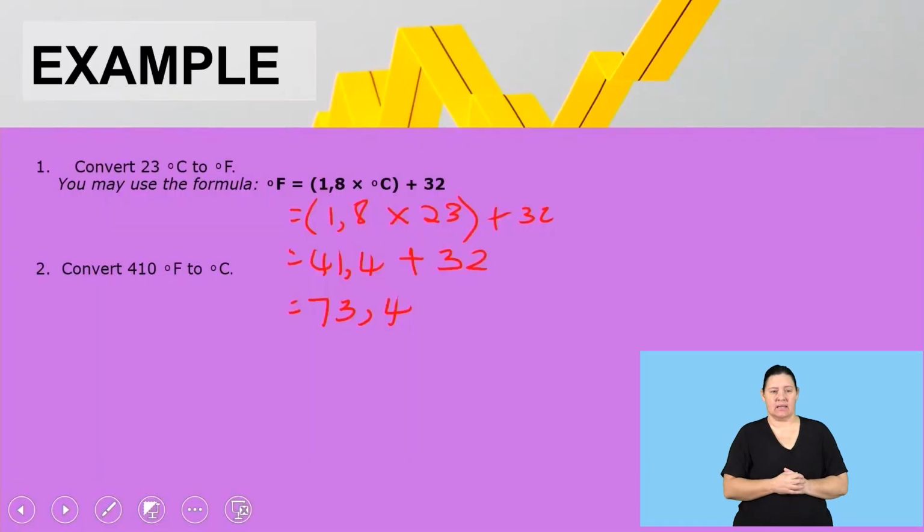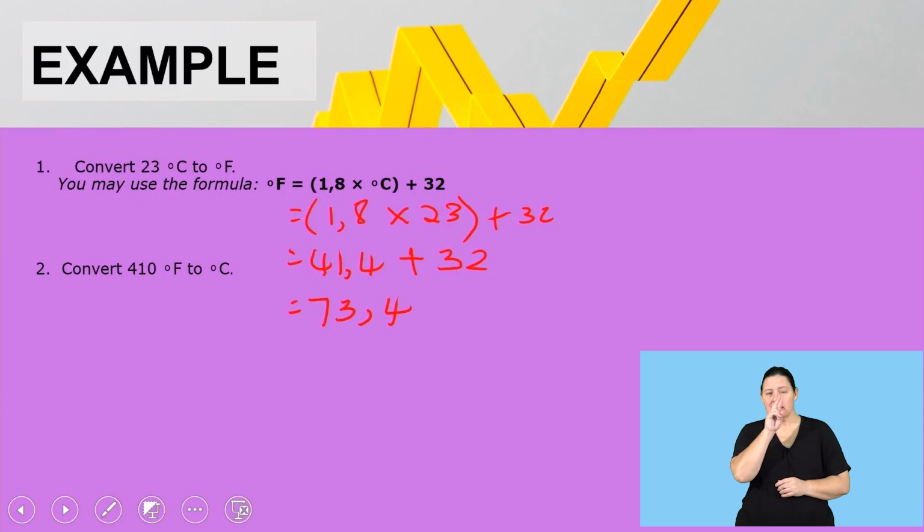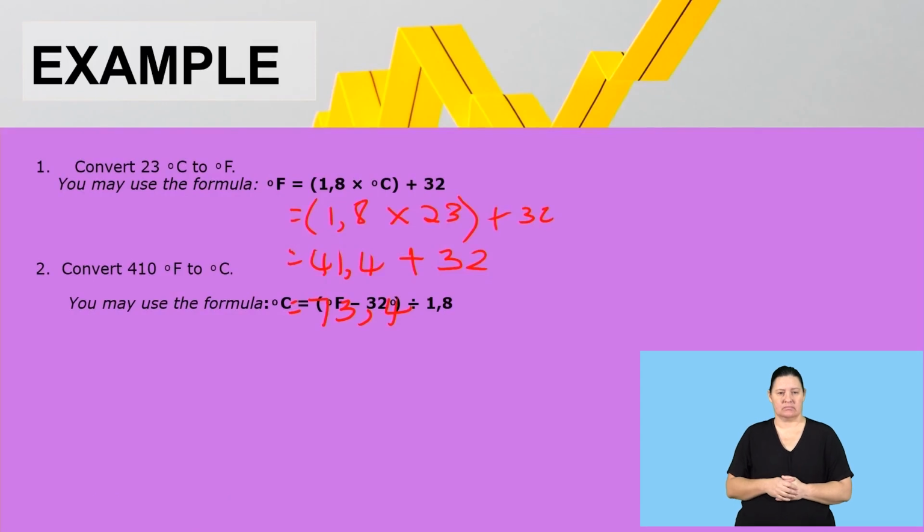In this case, we are saying convert 410 degrees Fahrenheit to degrees Celsius. Okay, now let's look at the formula that's given to us. It says you may use the formula degrees Celsius equals degrees Fahrenheit minus 32 degrees in bracket divided by 1,8. So step 1, that's our formula.